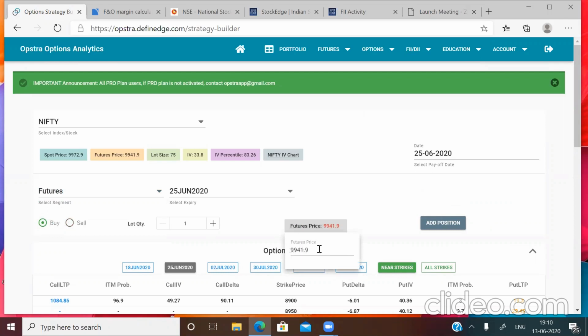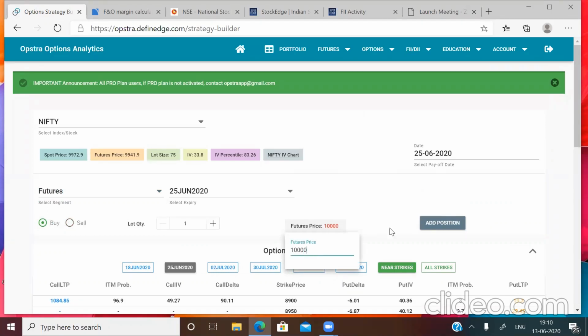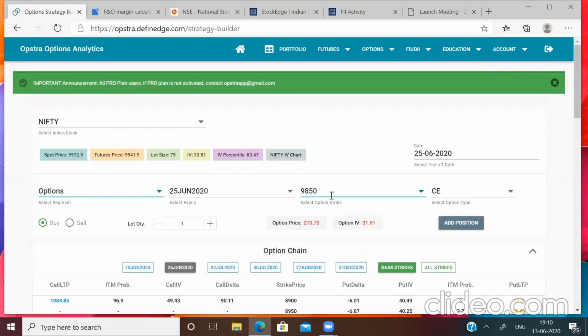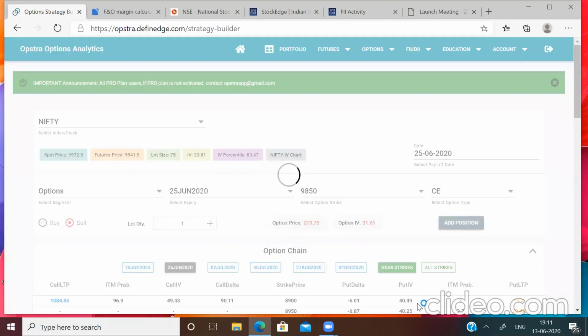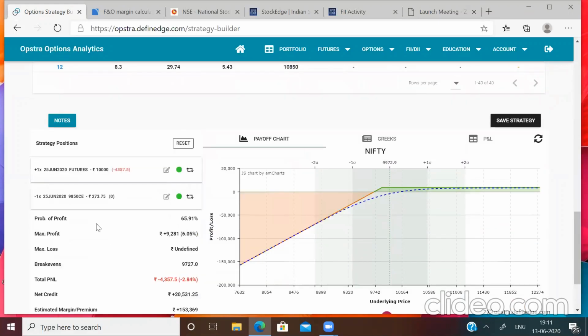Change this to 10,000. Right, so add the position. Then use the option: 9,850, and it's going to be sell one lot, price at option is right. So add the position. Now if you can look at it, it has come.